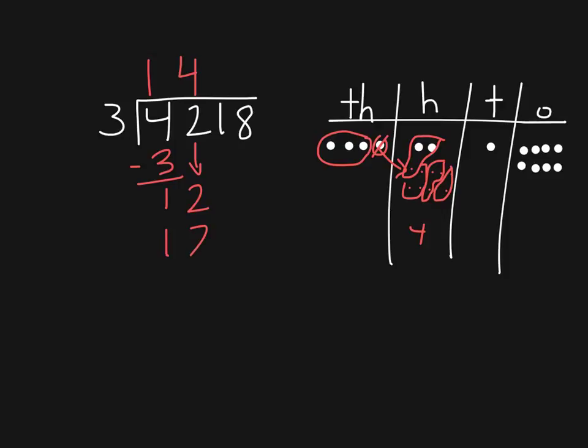4 times 3 is 12. I'm going to subtract. 12 minus 12 is 0, and I'm going to bring down my 1 ten. I don't have anything to regroup for my hundreds column. I used up all of those hundreds. When I look at my 1 ten, I ask myself, how many groups of 3 can I make with 1 ten? And I can't make any. So again, this is where I have to write that 0 up here in my quotient.